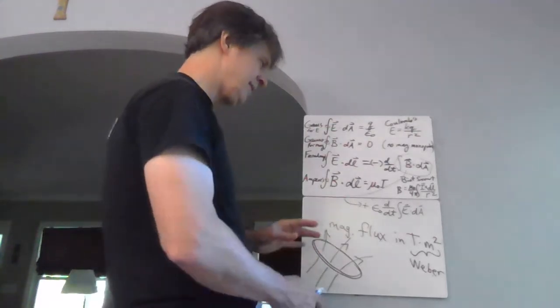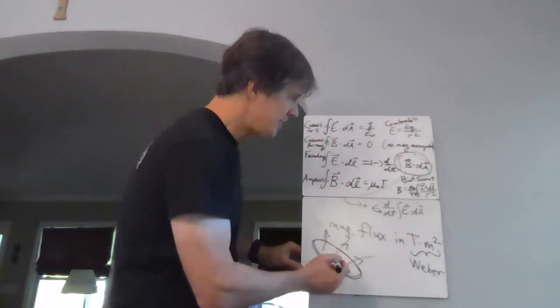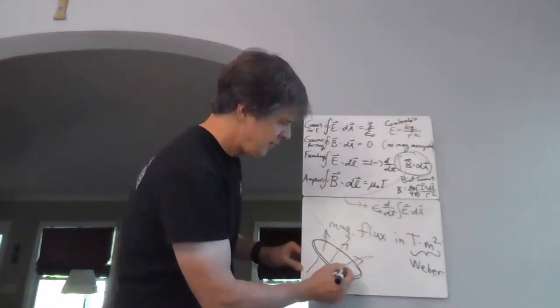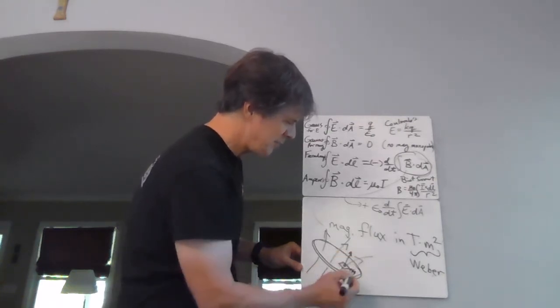And this term right here says to take all the dot products of the little, take a little area. There's a little dA. It's got a little vector that represents it.